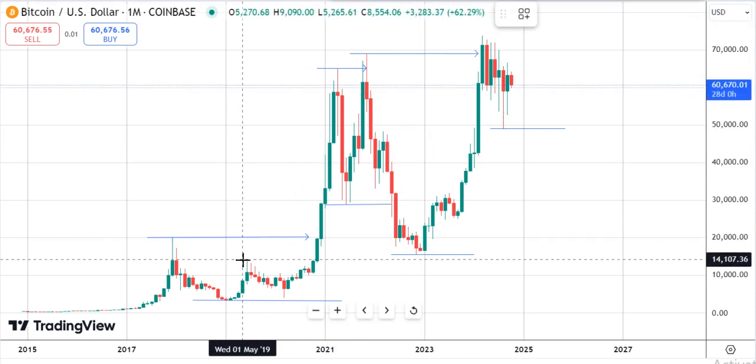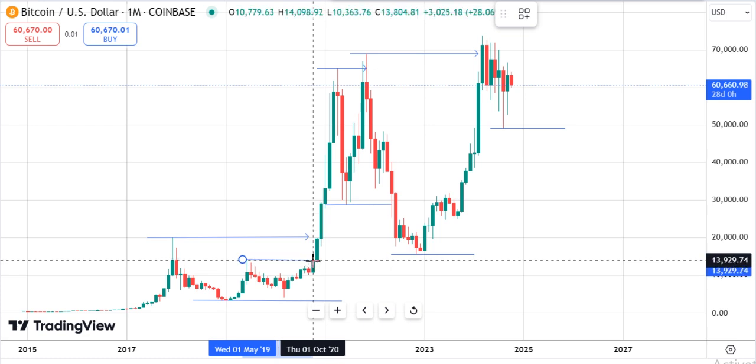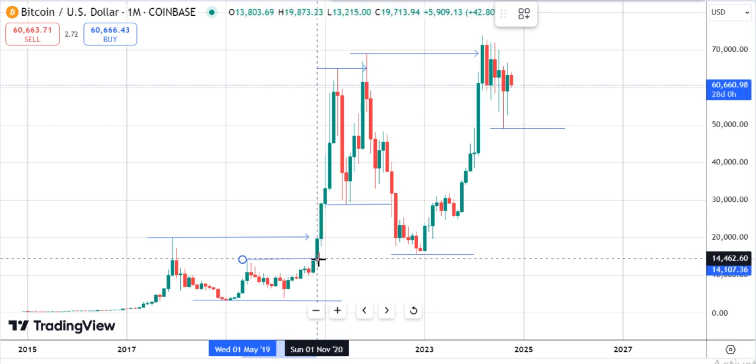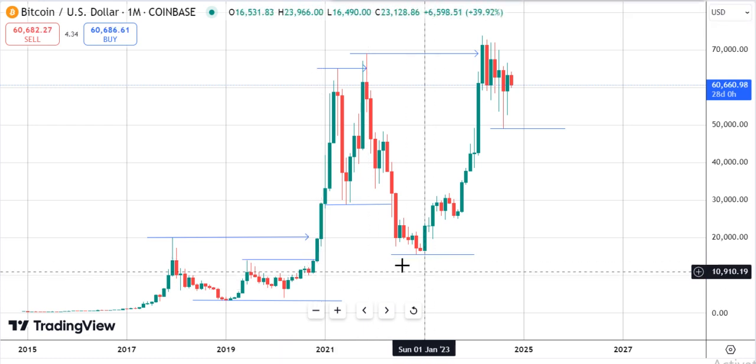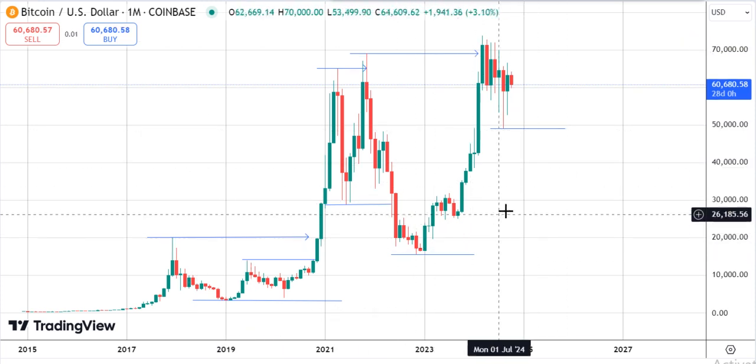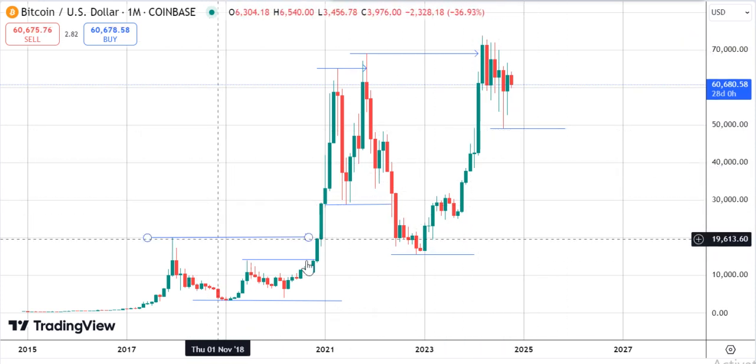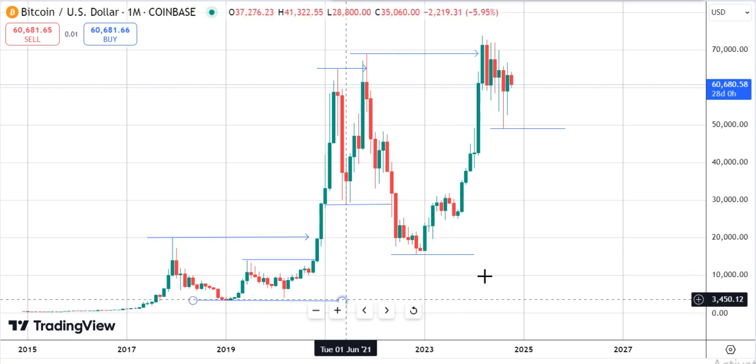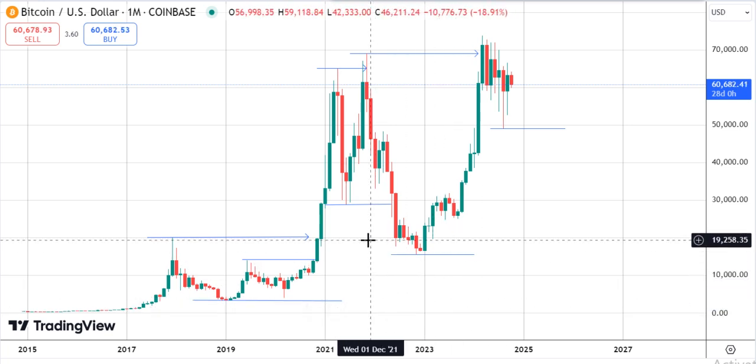Now this is also a high that was broken. Let's not omit it. So basically, we've been able to mark the highs and the lows in our market chart.